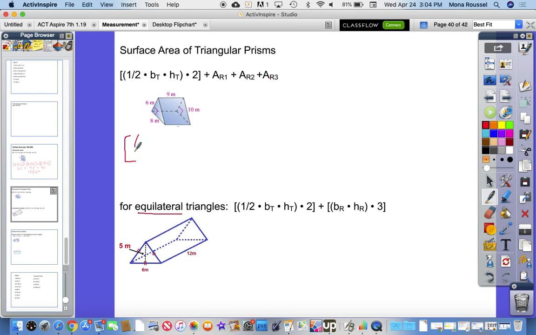First of all, the triangle has a base of 8 and a height of 6.